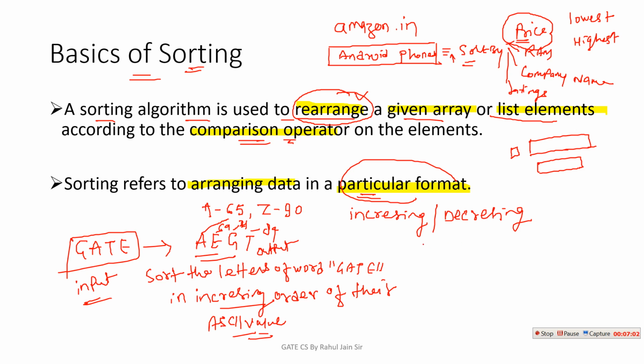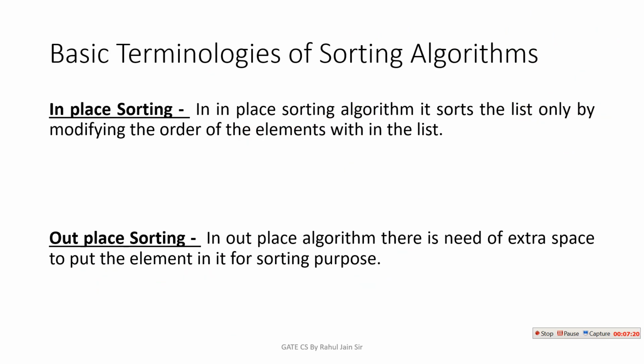Next time I will denote increasing order with an upward arrow and decreasing order with a downward arrow. Okay, increasing means upward arrow, decreasing means downward arrow, so that you can understand it better, and I need to write somewhat less. No worry, just from a writing point of view. The next topic is basic terminologies of sorting algorithms, guys.